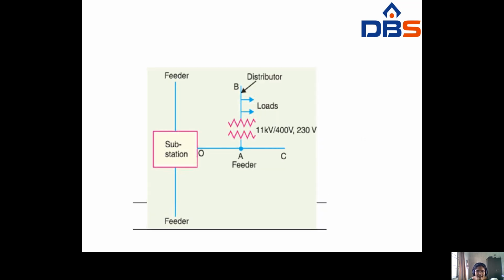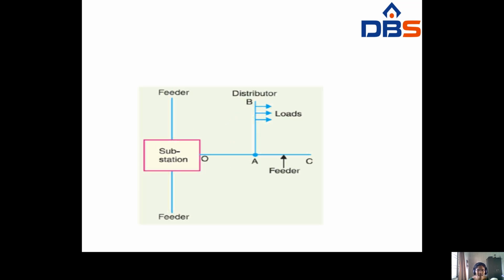Now you have to see the AC distribution. In AC distribution, from this feeder, for the distributor you have to step down the voltage. From the feeder you get 11 kV. By using a step down transformer you step down the voltage to either 400 or 230 volts, and distribute to the different loads. This one is the radial system for AC distribution, and this one is the radial system for DC distribution.